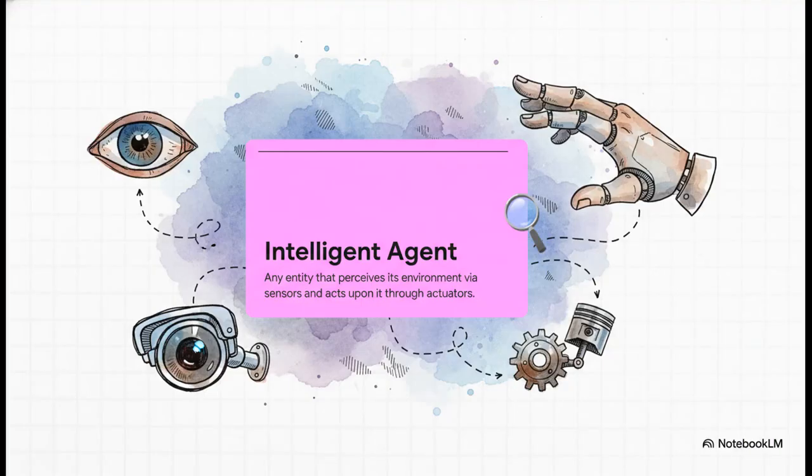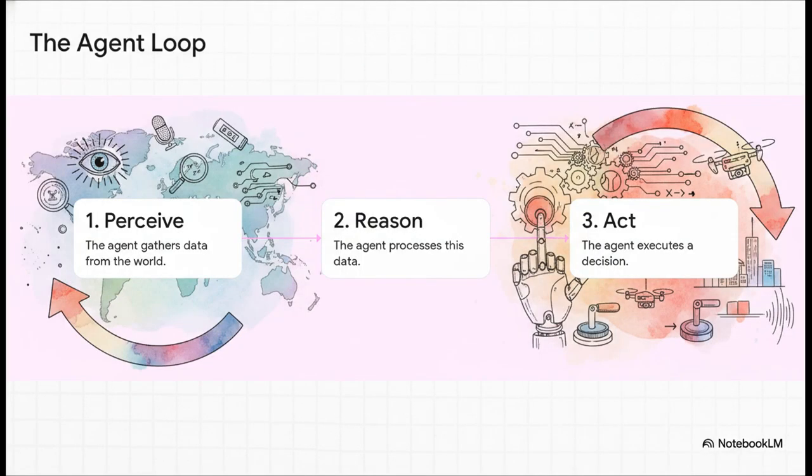And here it is, the big definition. It's actually pretty simple. An agent is just anything that can sense the world around it and then do something about it. Think about it. Your eyes are sensors, your hands are actuators. For an AI, a camera is a sensor and a motor is an actuator. It's all about that simple connection. Sense and then act. And this connection isn't just a one-time thing. It happens in this constant, never-ending loop.